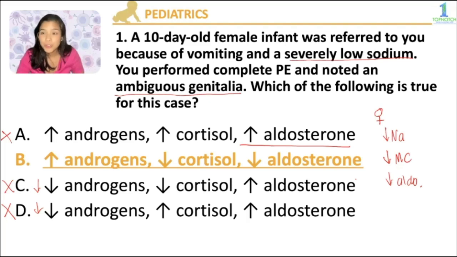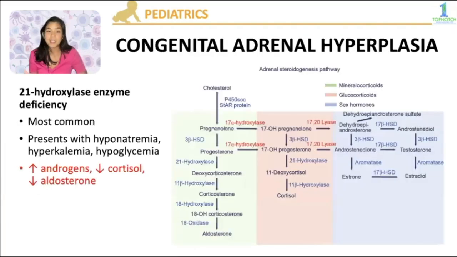Now, if you do know the diagnosis, that's very good because the diagnosis is congenital adrenal hyperplasia, of which there are 3 common enzyme deficiencies causing it. But by far, the most common is your 21-hydroxylase enzyme deficiency, which is the case in this stem. So it is the most common presentation, and the patients who have 21-hydroxylase deficiency will present with hyponatremia, hyperkalemia, hypoglycemia as well, and of course your ambiguous genitalia.